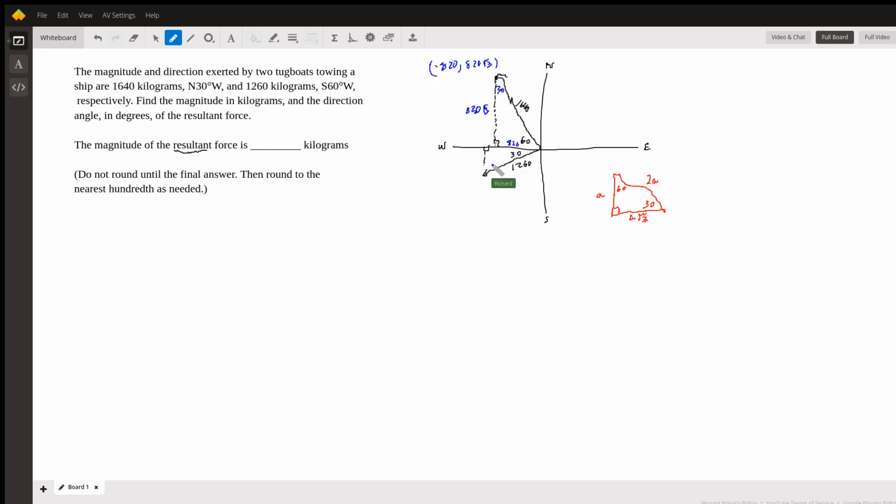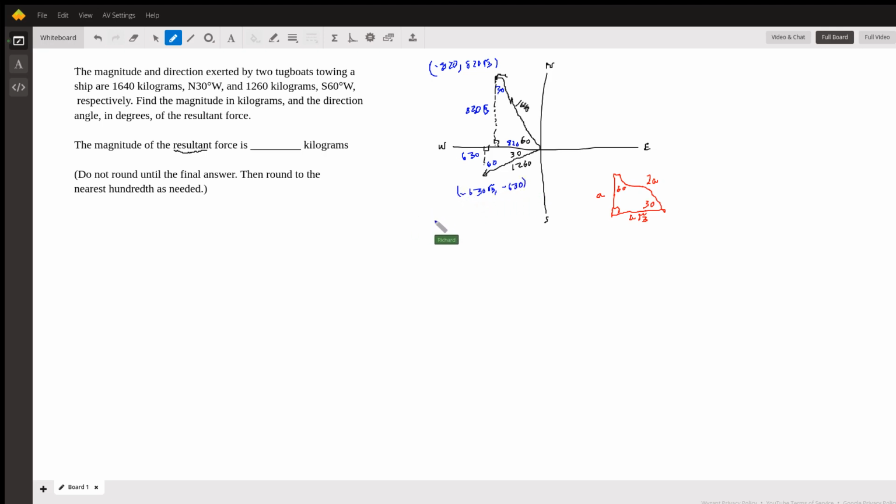And we're going to take a similar look here. The hypotenuse is 1260, so opposite the 30 will be half of that, which would be 630. So the coordinate here is, and then this is going to be 630 root 3 along here. So it's negative 630 root 3, comma, negative 630.